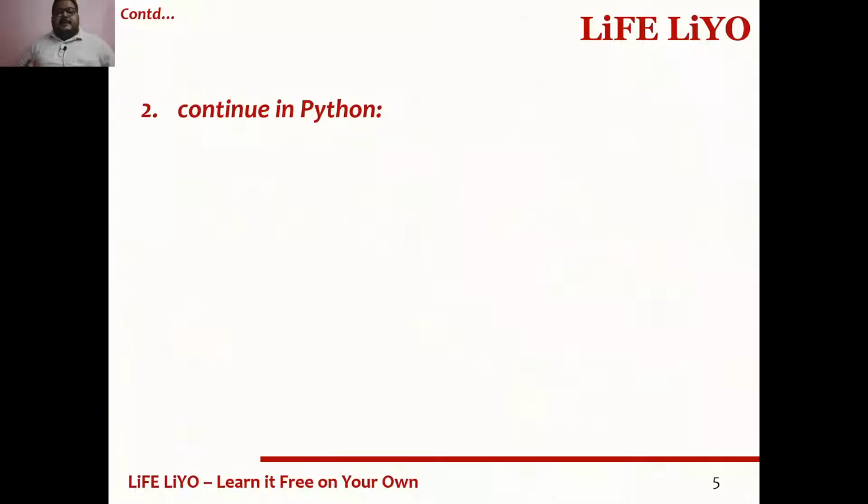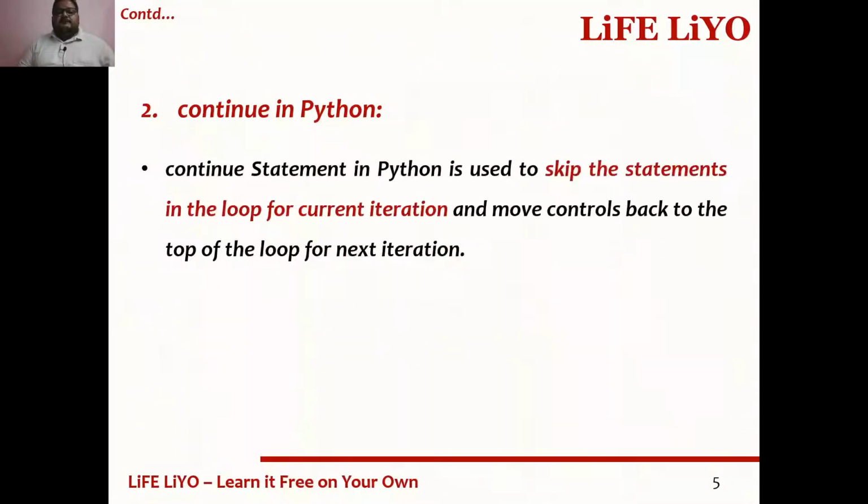Continue. Here the continue is used to skip the statements in the loop for the current iteration and moves the control back to the top of the loop for the next iteration. So this statement may seem somewhat difficult, but if I take an example, you will get it clearly. So what does this continue mean? Continue means whenever a condition is satisfied, it is going to skip that particular iteration, and the remaining statements are going to be executed.